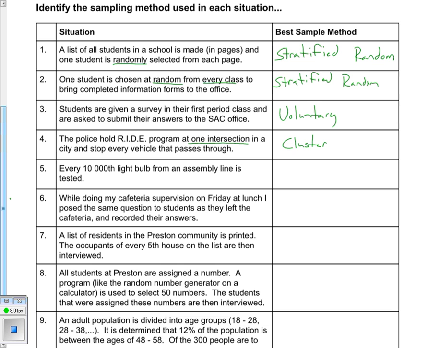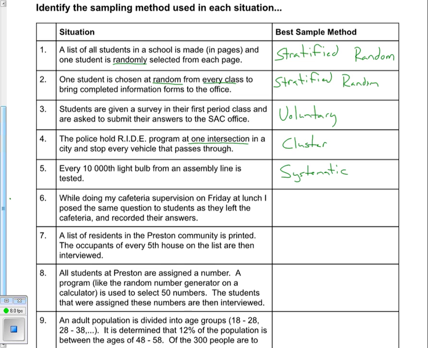Question number 5 says every 10,000th light bulb from an assembly line is tested. Okay, and so there's a plan. Every single 10,000th light bulb is going to be tested. So this is actually systematic. Okay, so that is a systematic sampling technique.